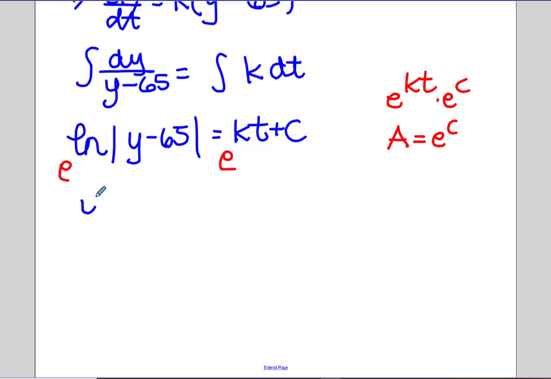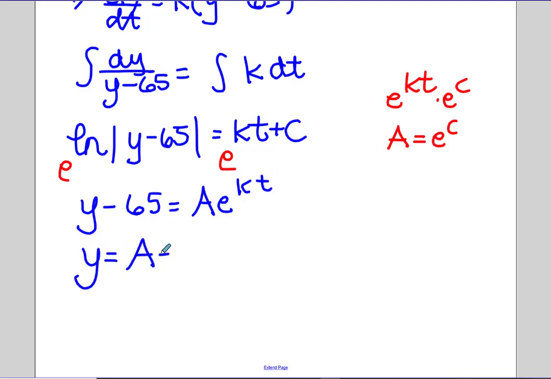E to the natural log is going to give us y minus 65, and that's going to be a e to the kt power. So moving the 65 over, we can say the general form is a e to the kt plus 65 degrees.